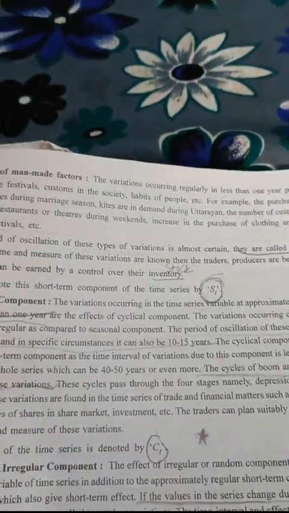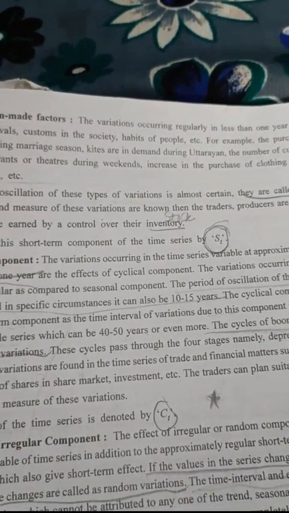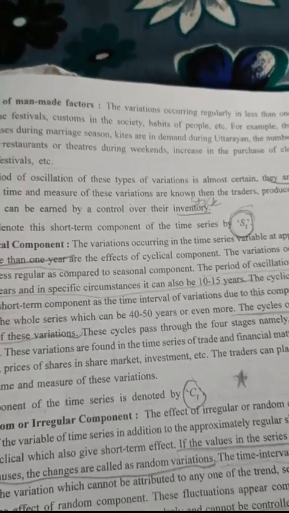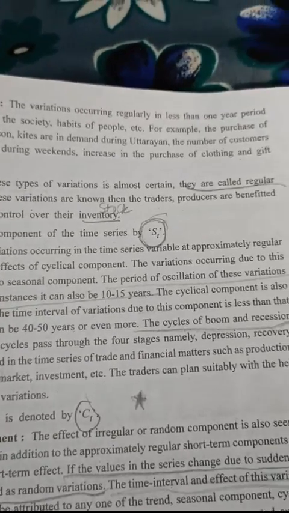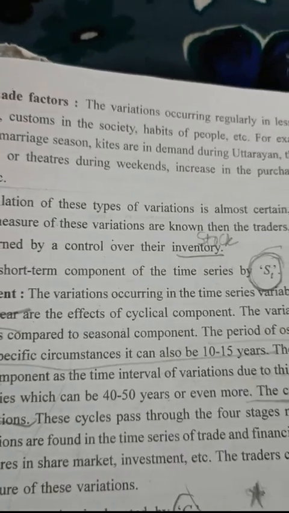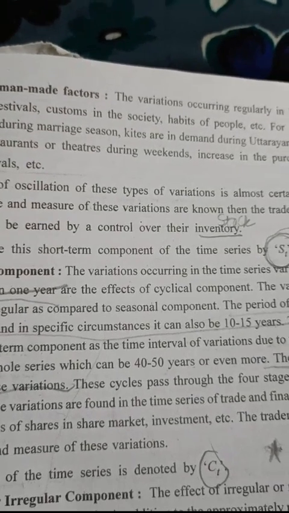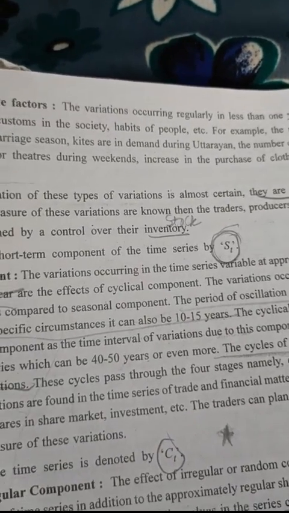But the effect of this can be seen for more than 1 year. These are the effects of the cyclical component. The changes which take place over more than 1 year are known as the cyclical component. Variation occurring due to this component is less regular as compared to the seasonal component. The changes coming in this cyclical component are fewer as compared to the seasonal component.